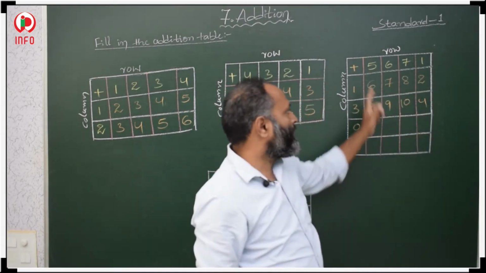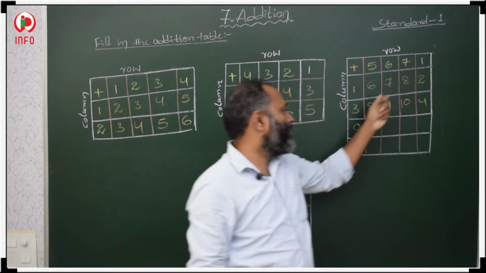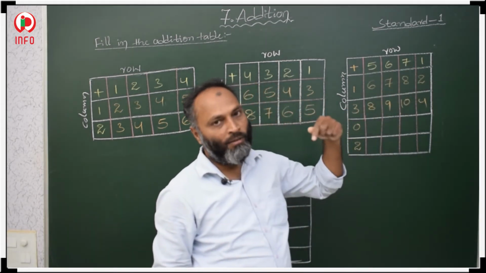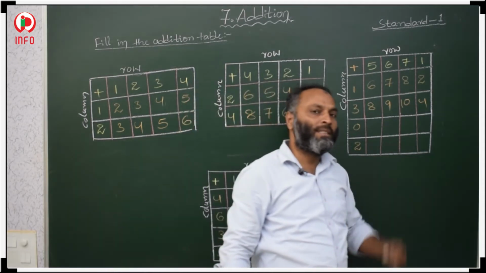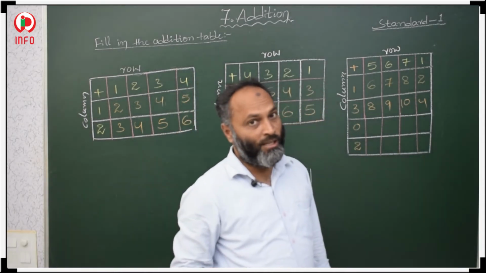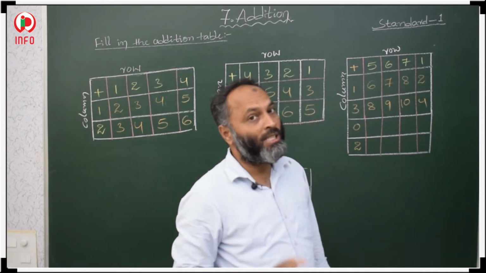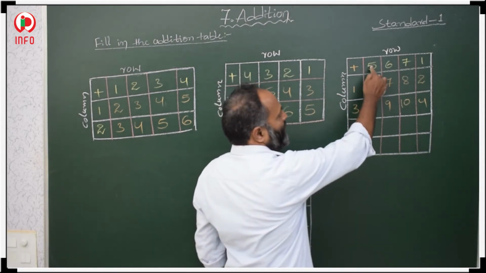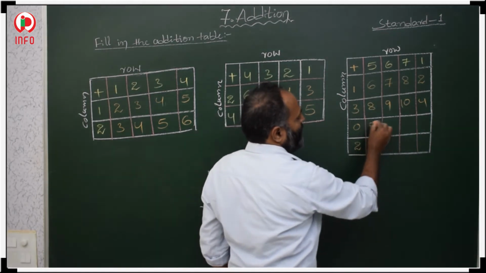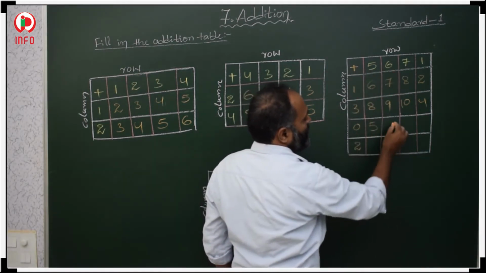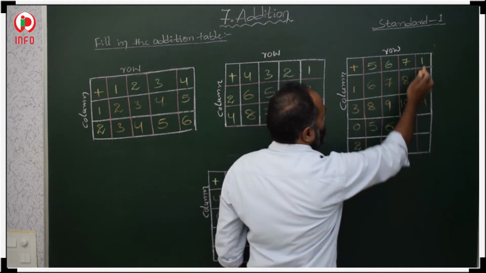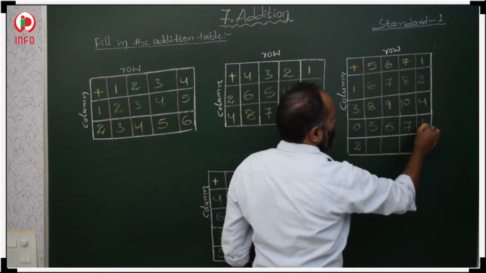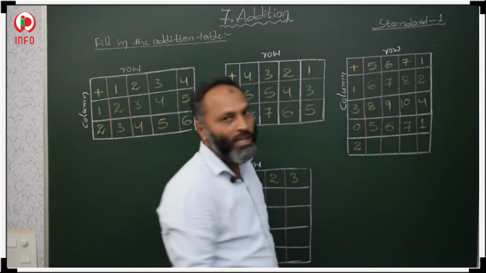Then after that, this complete row we have to add with 0. Whenever we add 0, we will get the same number. It means 5 plus 0 is 5, 6 plus 0 is 6, 7 plus 0 is 7, 1 plus 0 is 1. You will get the same number only.